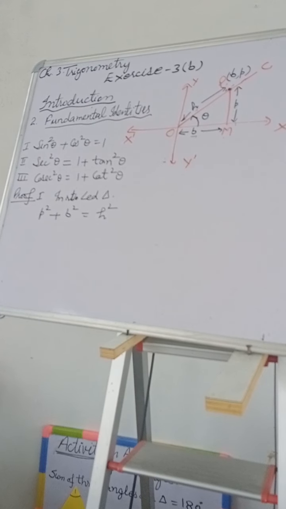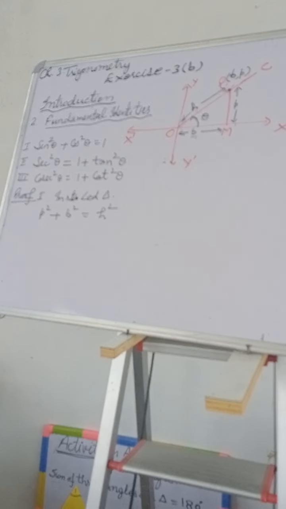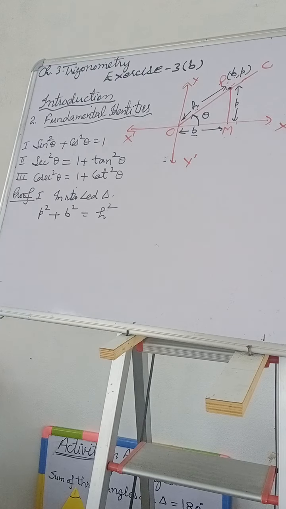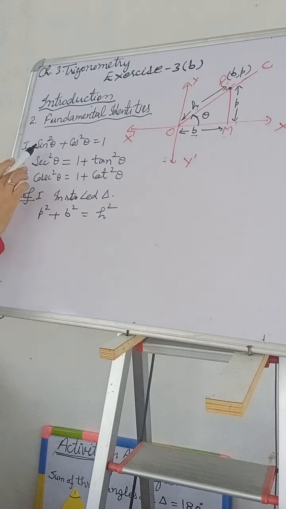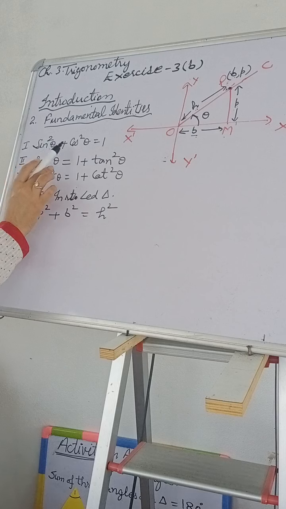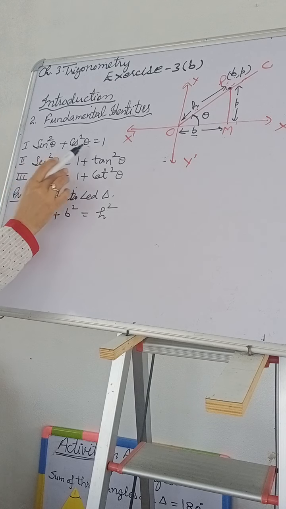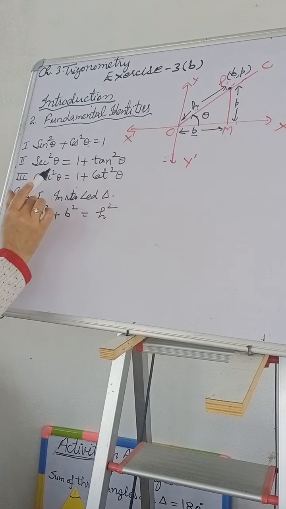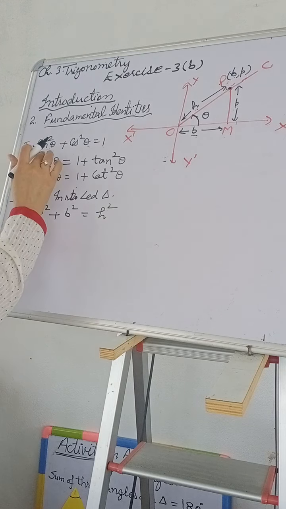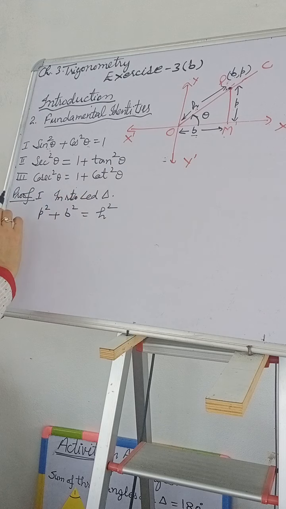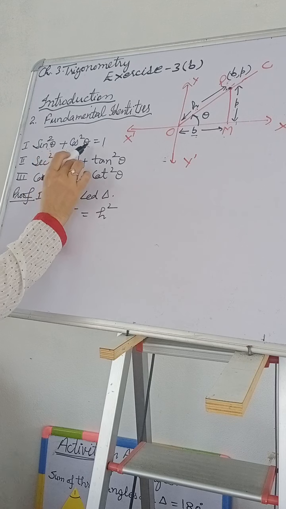Now the second concept is fundamental identities. Fundamental identities are those identities which are true for all values of theta, always remain true. Now I am not going to prove all the identities. I am just going to prove the first identity.